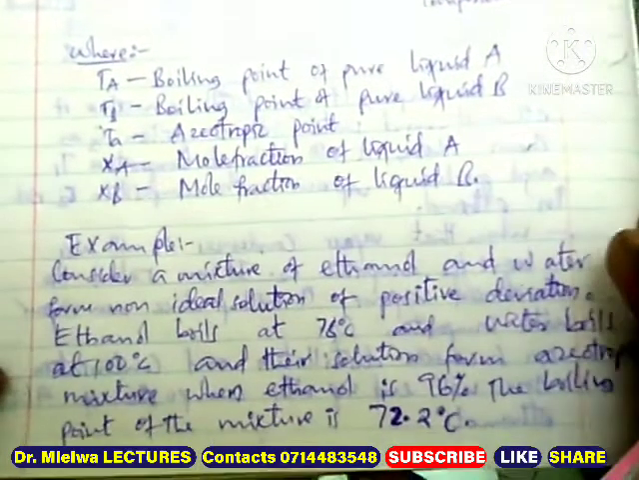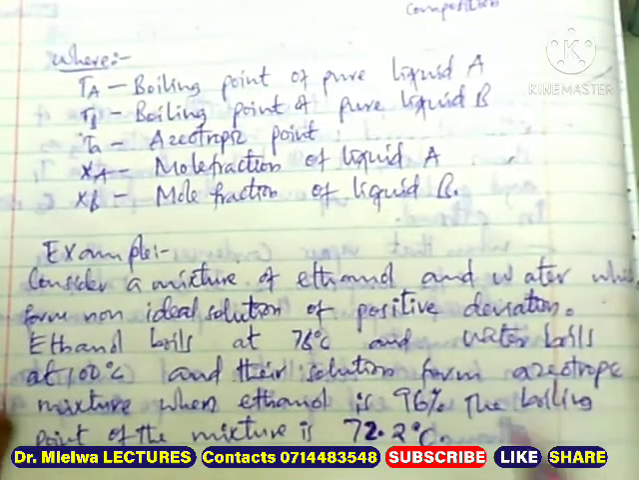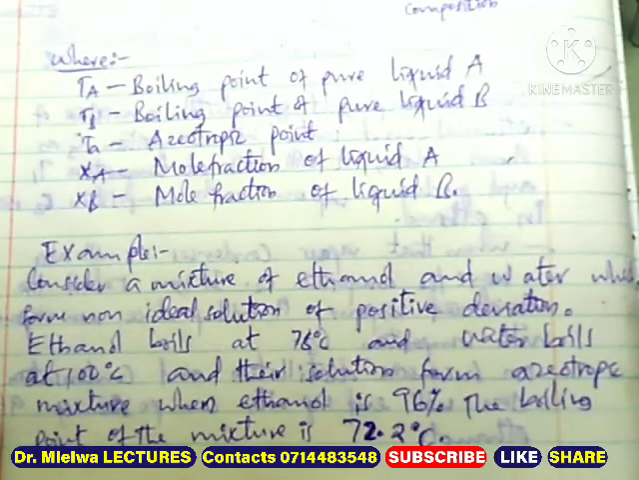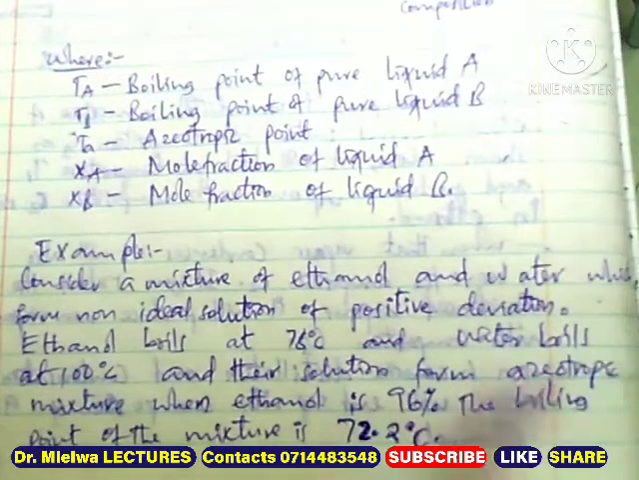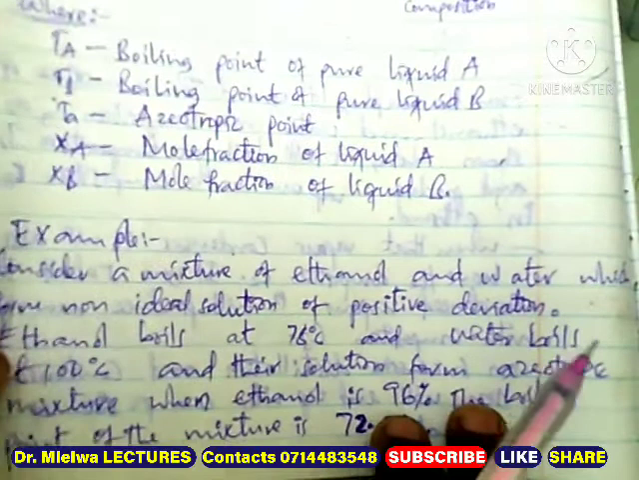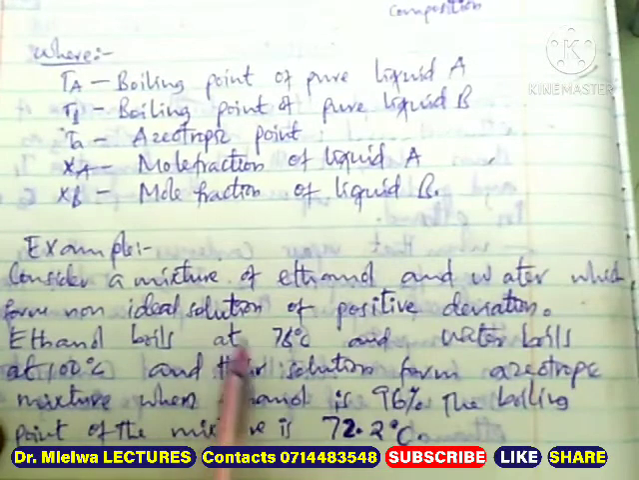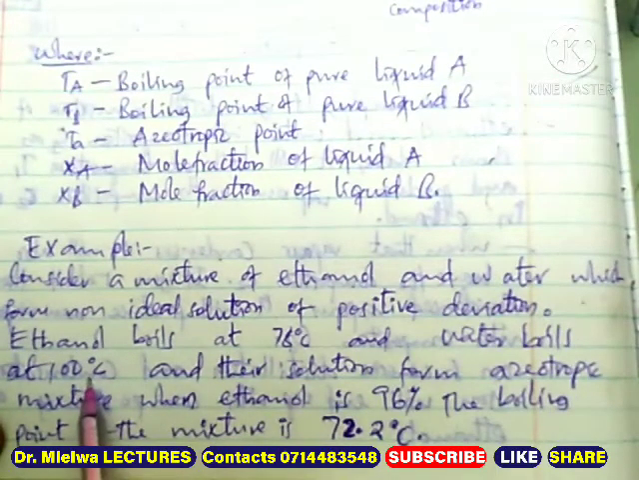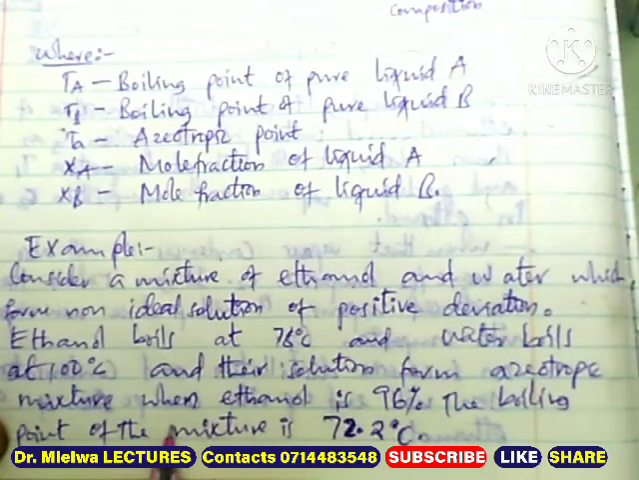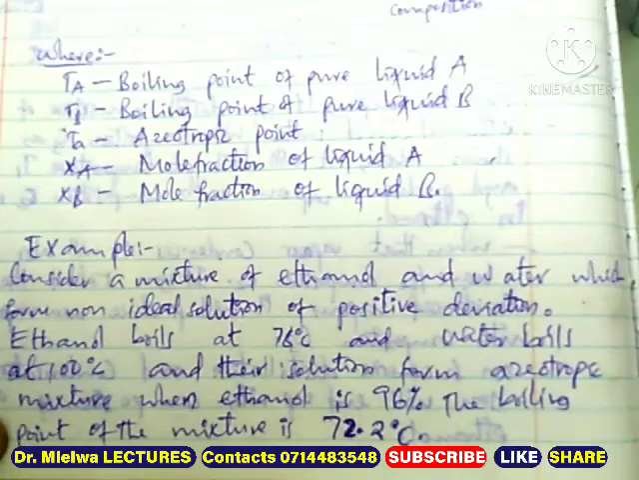Now let's see an example. By discussing using an example, it will be much easier to understand each other and to discuss what will happen on distillation. So let's see an example. Consider a mixture of ethanol and water, which forms a non-ideal solution of positive deviation. Ethanol boils at 78 degrees centigrade, and the water boils at 100 degrees centigrade, and their solution forms an azeotropic mixture. When ethanol is 96%, the boiling point of the mixture is 72.2 degrees Celsius.